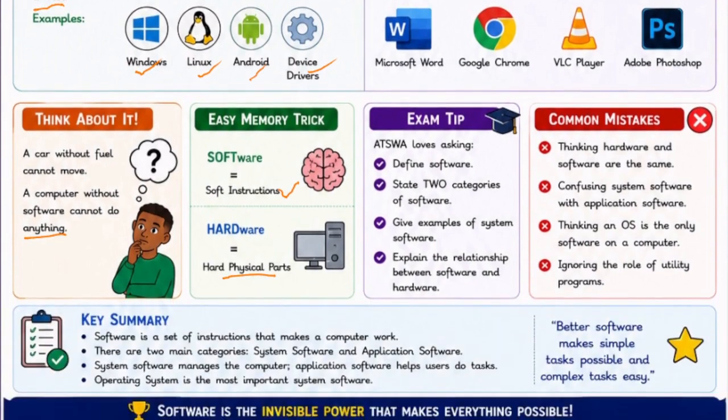I think we have the key summary. Number one, software is a set of instructions that makes a computer work. Number two, there are two main categories of software: system software and application software. The third one, system software manages the computer. Application software helps users do tasks. And the operating system is the most important system software. So those are the key summary for slide one.